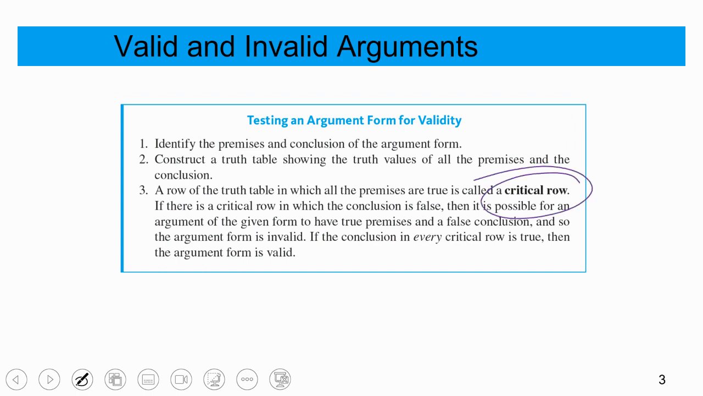If there is a critical row in which the conclusion is false, then it's possible for an argument of the given form to have true premises and a false conclusion. So the argument form is invalid. If the conclusion in every critical row is true, then the argument form is valid.